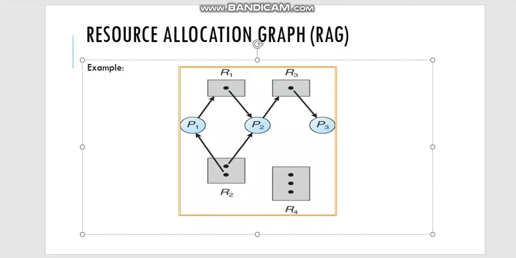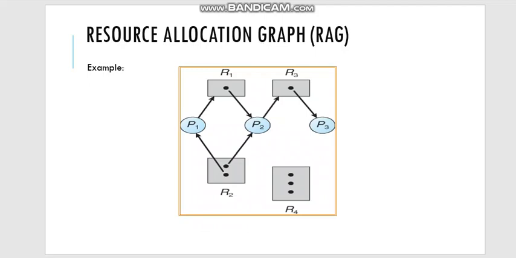So process one, see the direction: the resource is allocated to process one. Then process one is requesting the resource R1. In the same way, for resource 4, no process is requesting it and it has not been allocated. R3 is allocated to process 3. So this is how our system is represented using a resource allocation graph.